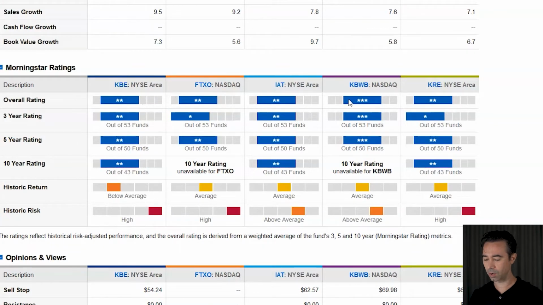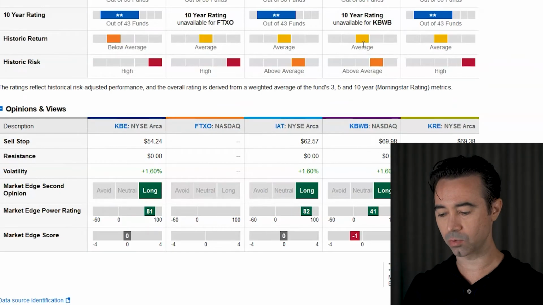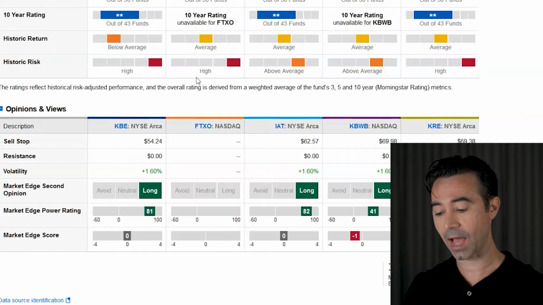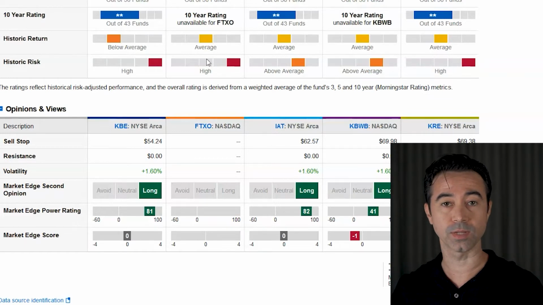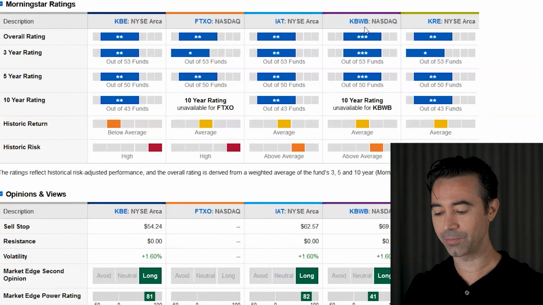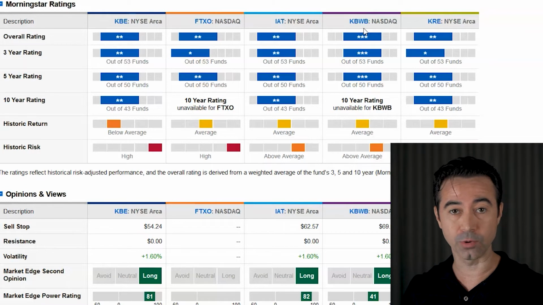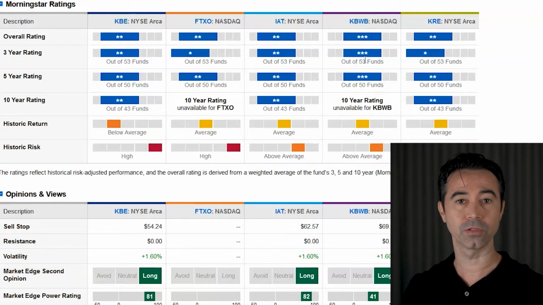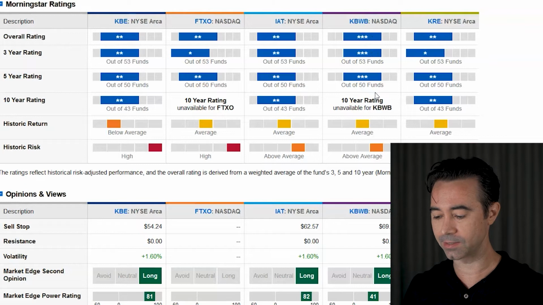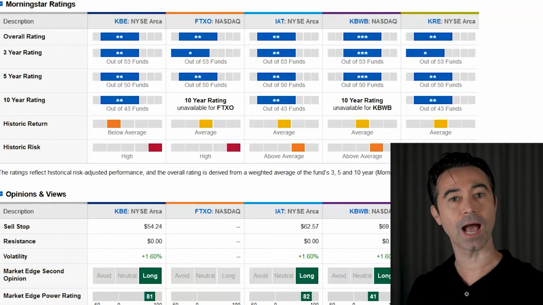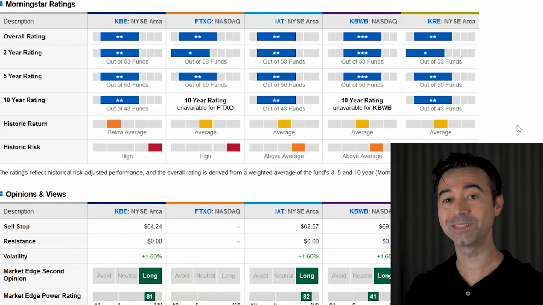The best ones are actually KBWB, based on Morningstar. But you can take a look at the historic return, which is average, and then we have the historic risk, which is above average, but better than some of these other ones, which have high historic risks. So what I kind of like is KBWB, looking at this so far, it's got the 0.35% expense ratio. So of the lowest of these ETFs, it has a high star rating comparatively to these ETFs, and the risk is above average where some of these other ones are actually high. So right now I'm liking KBWB so far.